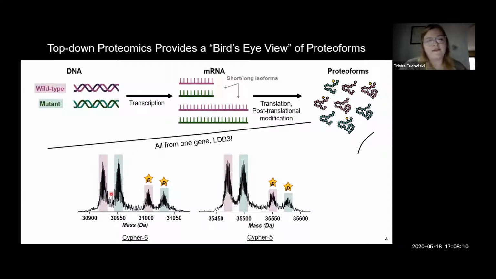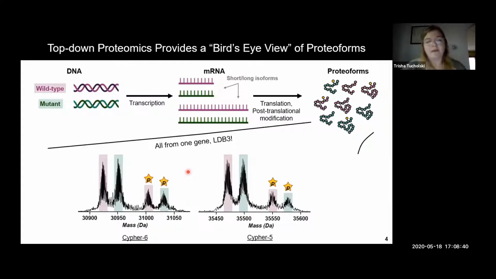And then you also see that there are two different alternative splicing isoforms that arise from this gene, Cypher 6 and Cypher 5. And then also you can see their associated phosphorylated proteoforms. So all from one gene, LDB3, we can see this complex 8 different proteoforms. And not only that, we can see these proteoforms in our samples, we can measure their abundance and compare them between healthy samples and disease samples and start to understand how these proteoforms change in health and disease.